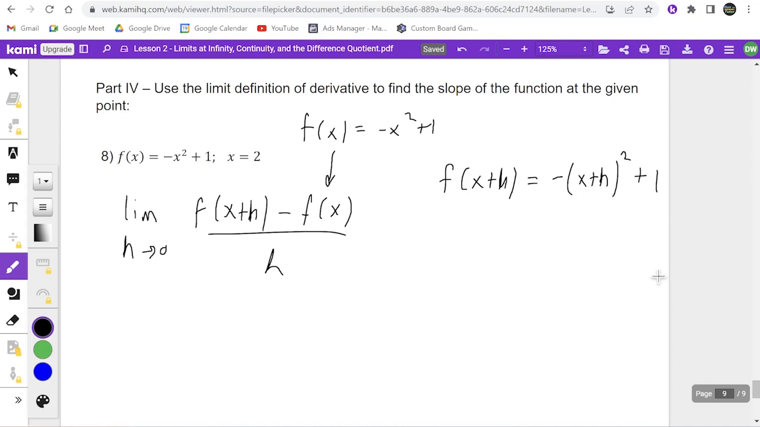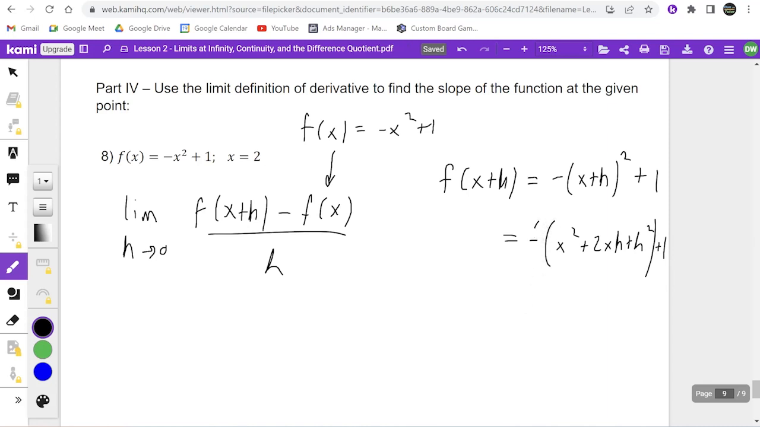Now the harder part is we now need to simplify this. So order of operations, PEMDAS, tells me that the exponent comes before the negative sign out in front. So in other words, I got to square this. You got to FOIL it just like we did before. It's going to be very similar actually to what we had earlier. It's going to be negative quantity x squared plus 2xh plus h squared. Again, if you FOIL, that's what you get. Close parenthesis, cap it off with a plus 1.